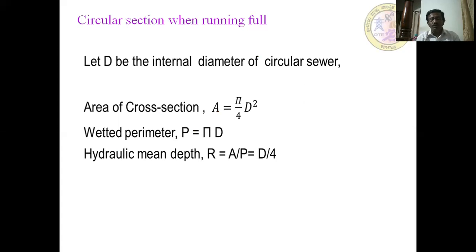Therefore, when you go for design of a water supply pipeline, since we assume it is a running full condition, we can write R equals d by 4. So directly from that it is possible to find the hydraulic parameters, and it is easy to calculate the velocity, discharge, and any hydraulic parameters for the running full condition.